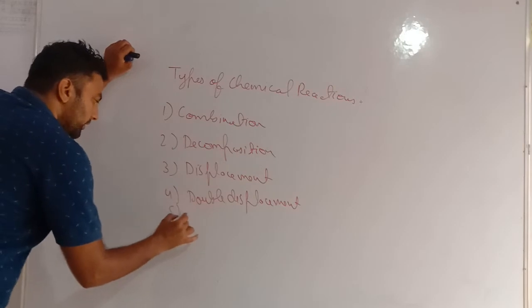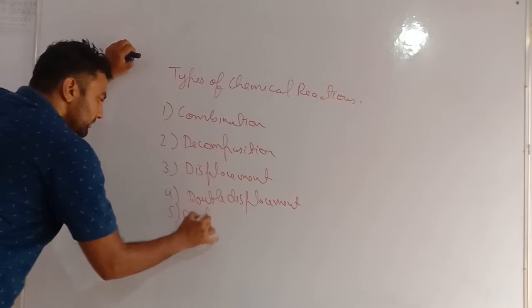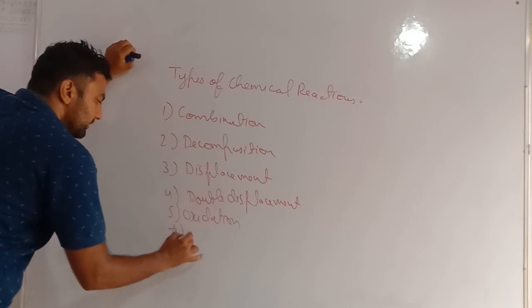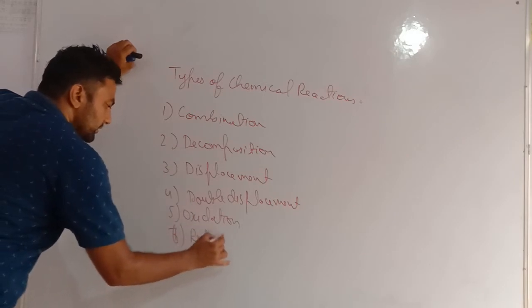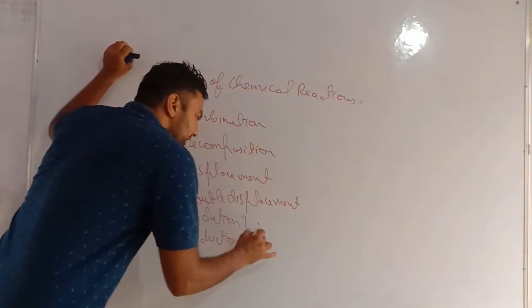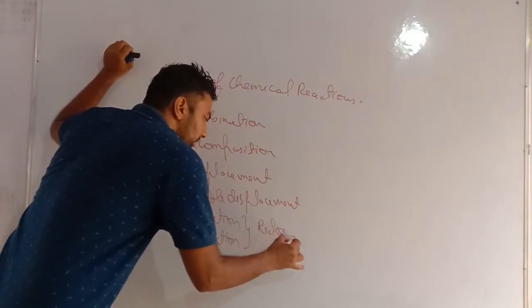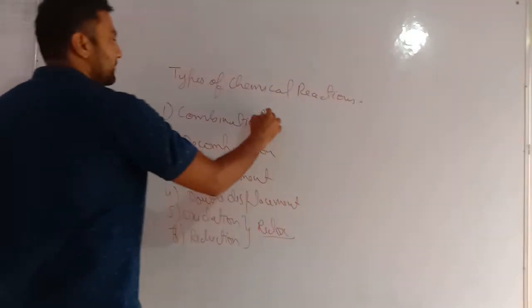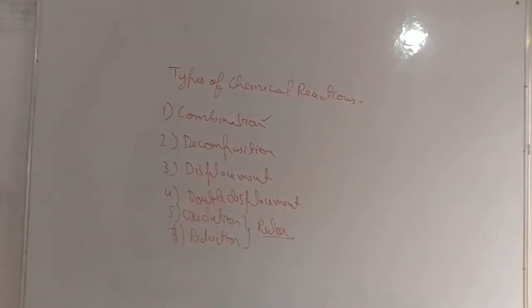Fifth one is oxidation. Sixth one is reduction. And a combination of oxidation and reduction is known as redox reaction. One by one we will see all. First of all, we will see what is a combination reaction.